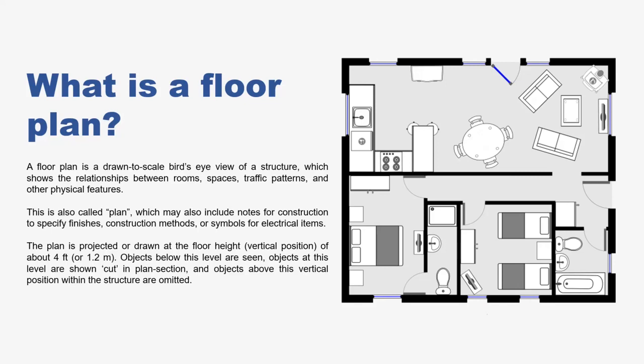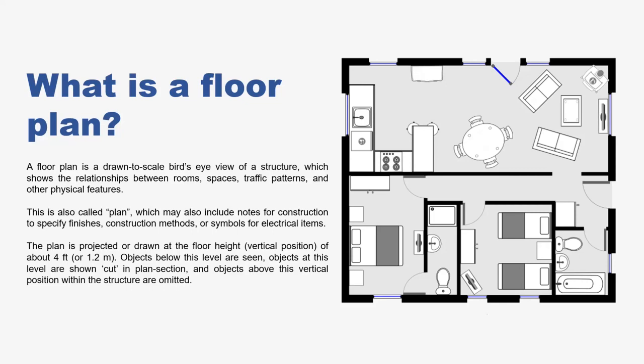So when we say a bird's eye view, it pertains to the general view from above, or shall we say, it is being projected from above, which shows the relationships between rooms, the spaces, traffic patterns, and other physical features. This is also called a plan, which may also include notes for construction to specify finishes, construction methods, or symbols for electrical items. A floor plan is also not limited to the room spaces, traffic patterns, and other measurements. We can also reflect the construction methods or symbols for electrical items and other items for the construction.